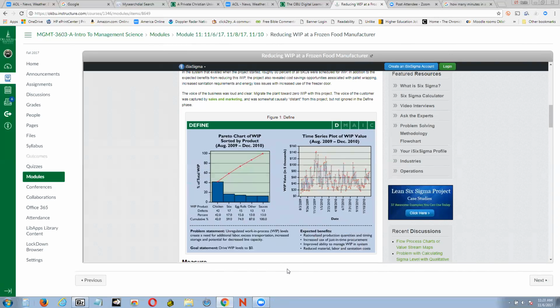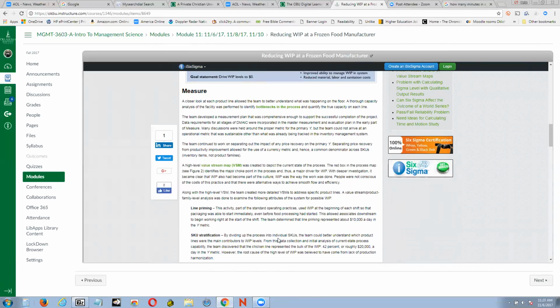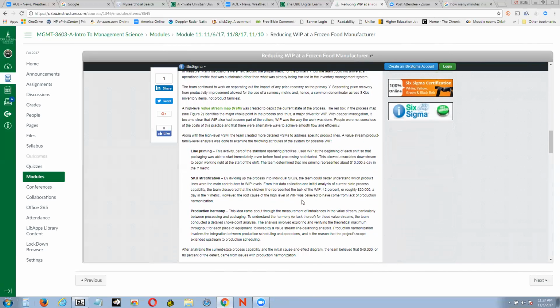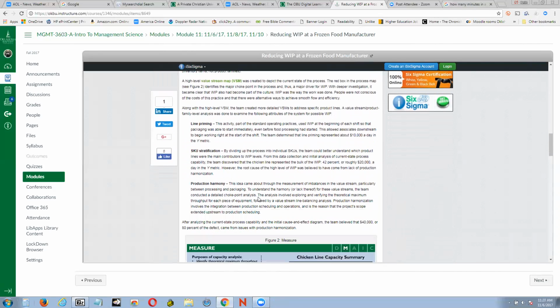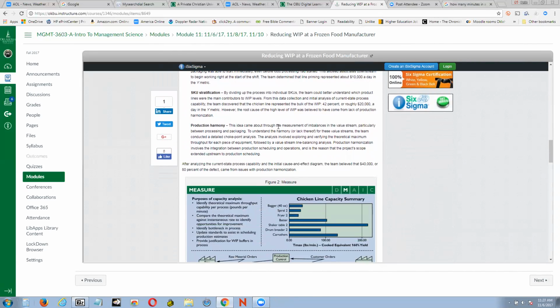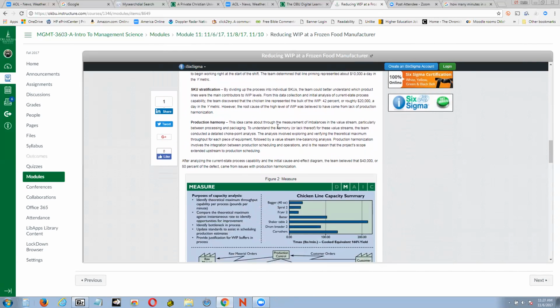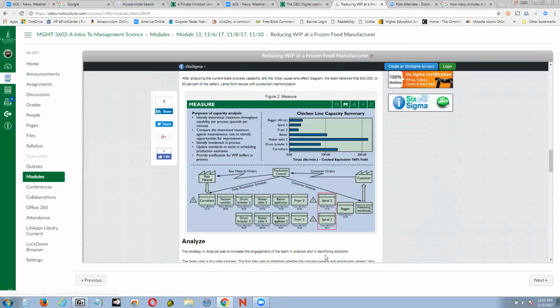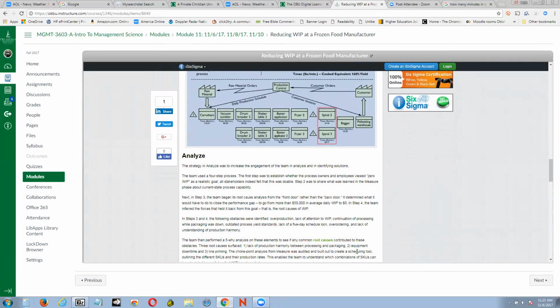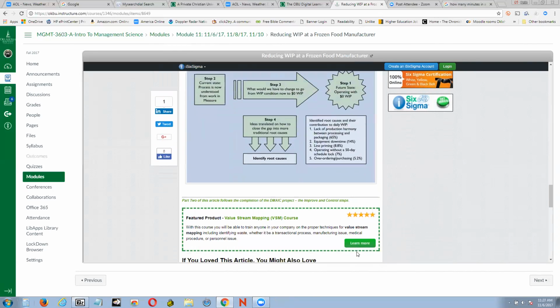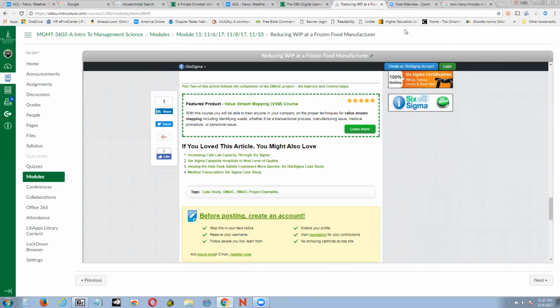So they show you some time series plots that walk you through the measures that they took, and some of the solutions they employed, and they even show you a nice flow analysis of the process. This is a good case study, an excellent one. So I would really recommend that you take a look at it as well.